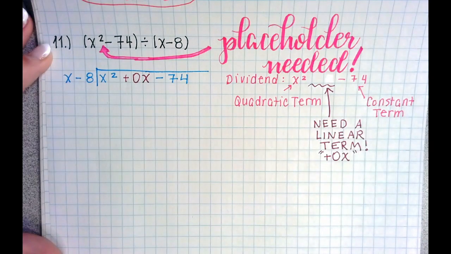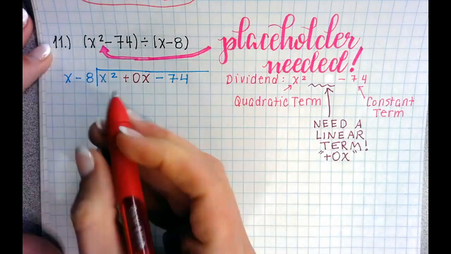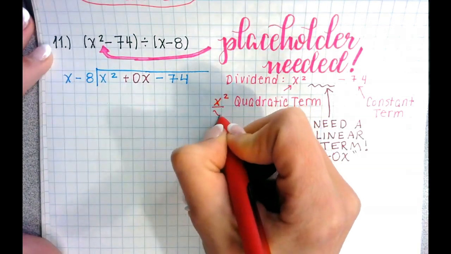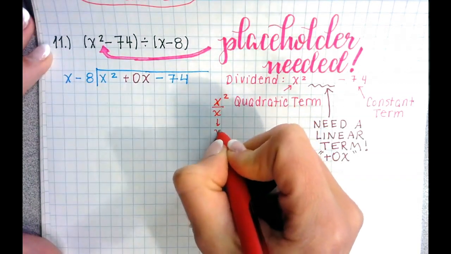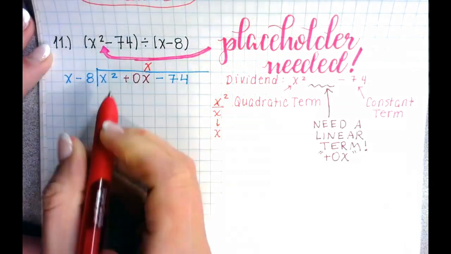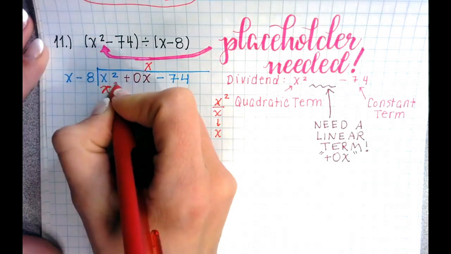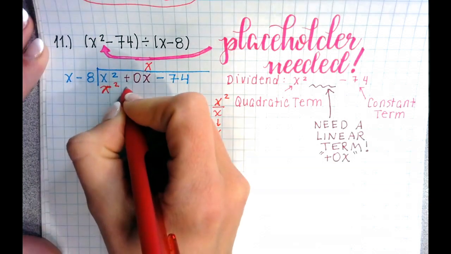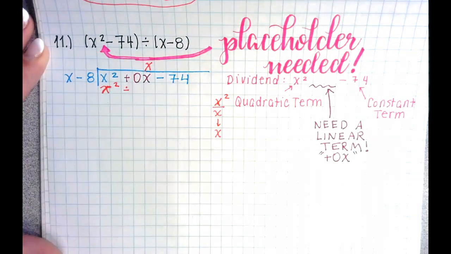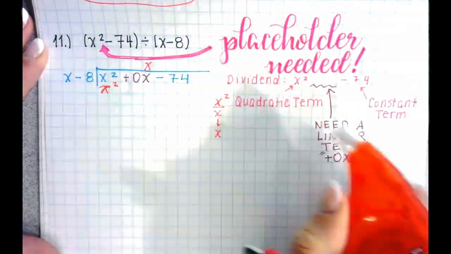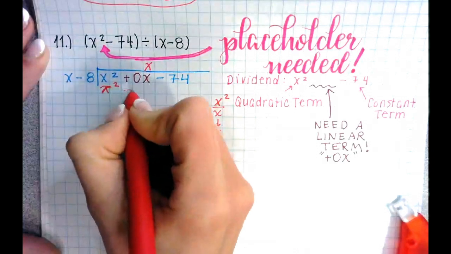So what will I get next? Well, I'm going to do x squared divided by x. And that gives us x right above that. x times x minus 8. Well, that's just going to be x squared minus, I don't know why I wanted to write plus there, sorry. Minus 8x. Make sure you have your parentheses. Sorry, I'm being a little extra.